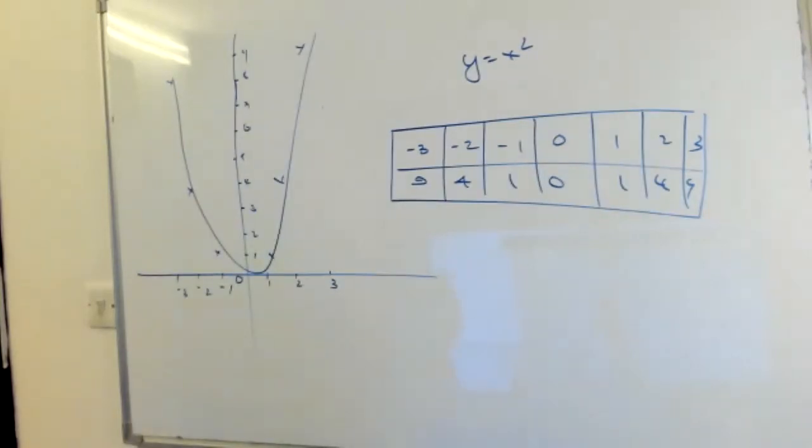Okay, then write. The graph of the quadratic polynomial is called a parabola. The graphs of quadratic polynomials are called parabolas. P-A-R-A-B-O-L-A-S. Parabolas.